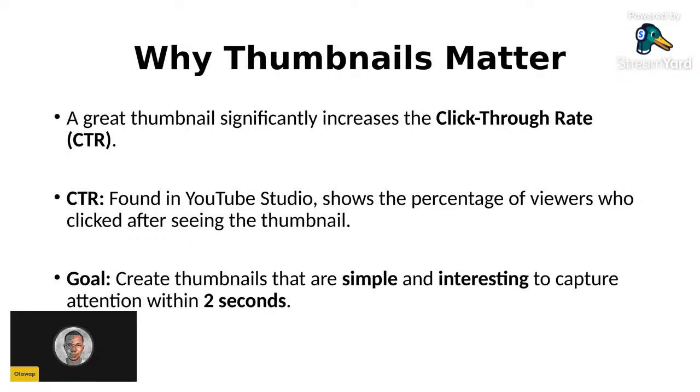So the second thing is CTR, which is the same thing I said above, which is click-through rate. It is found in the YouTube Studio, and it shows the percentage of viewers who have clicked after seeing the thumbnail. Just like I said, these are people who have clicked after the thumbnail. So you can definitely know if the thumbnail is performing well or not.